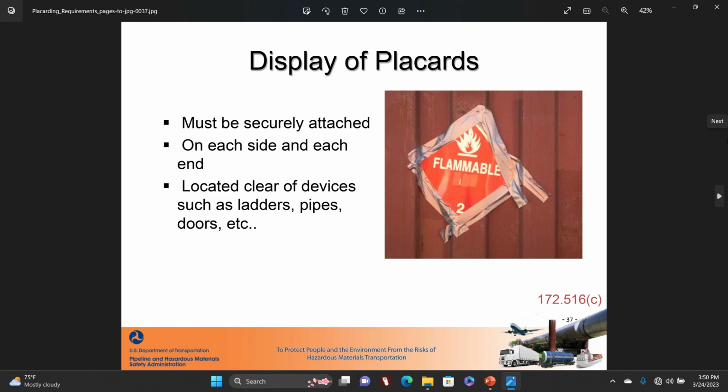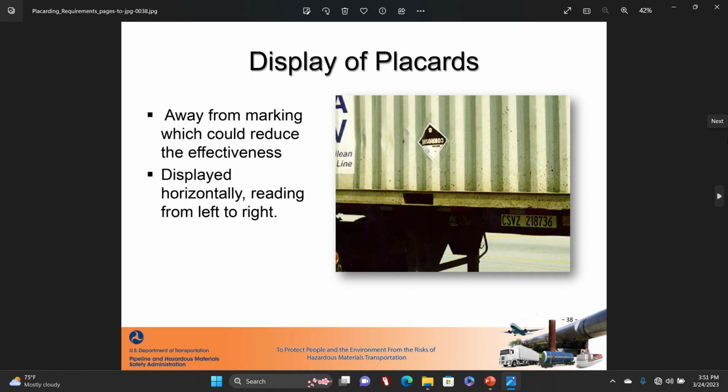So this is according to the Department of Transportation. They must be securely attached on each side and each end. They must be located clear of devices such as ladders, pipes, and doors. In other words, they have to be completely visible. They must be away from markings which could reduce the effectiveness, which means they can't be near labels that are the same color. They can't be over top of other labels. They have to be clear and clean and visible.